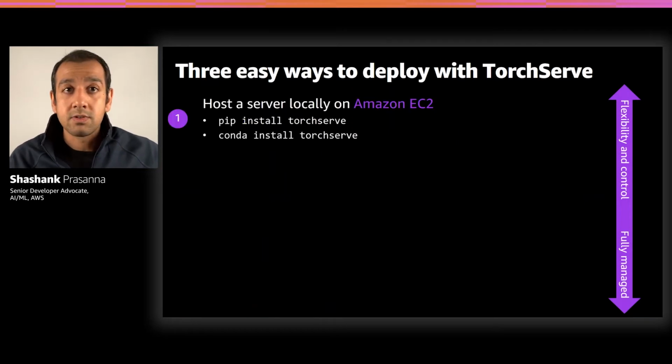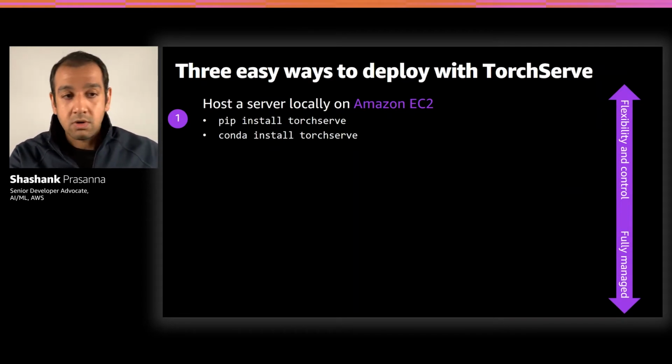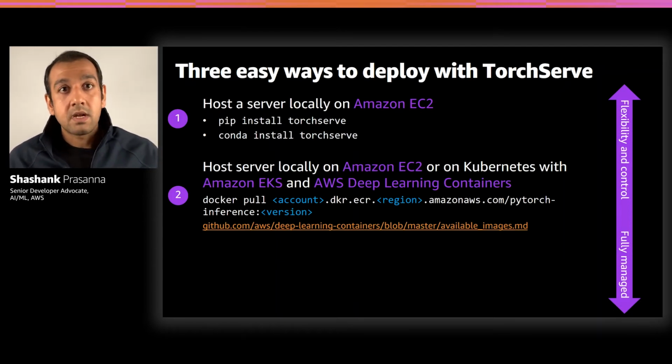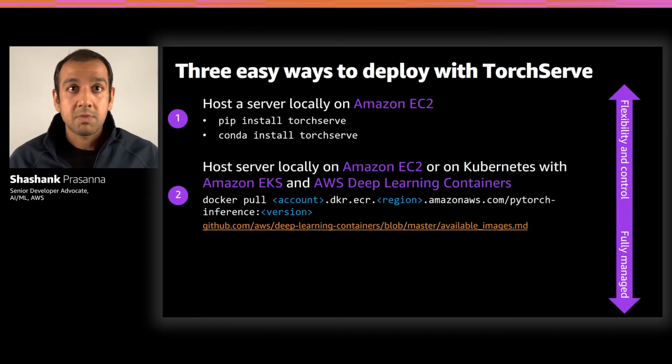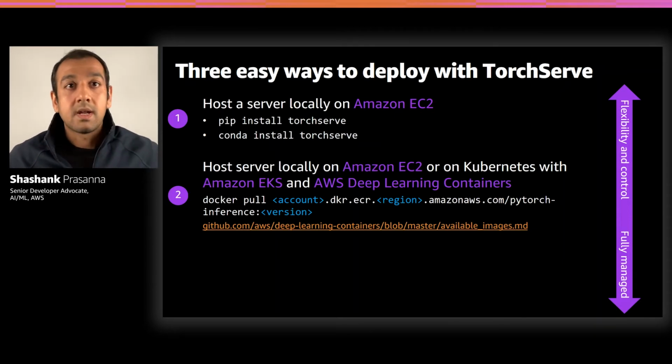So the easiest way to do this is to install TorchServe on an Amazon EC2 instance and run your own model server. And because it's open source, you can build it from source or use pip or conda to do this. Many customers prefer using some sort of an orchestration service such as Amazon EKS, so that you can still manage the underlying infrastructure such as the Amazon EC2 instances, but Amazon EKS will make sure that you can easily orchestrate, scale out and scale back when you don't have demand.